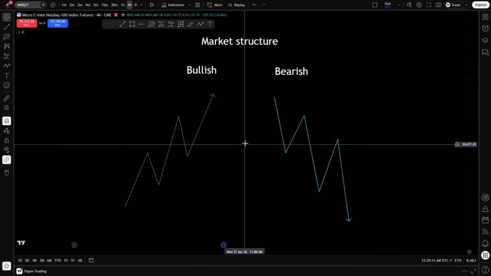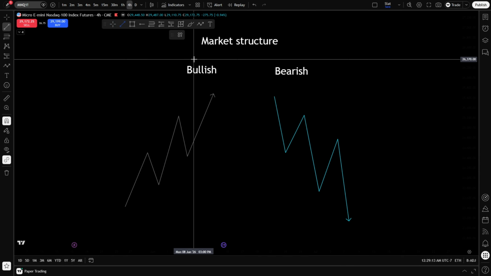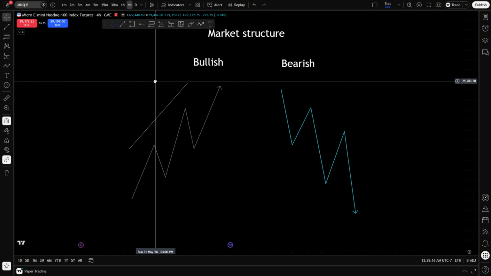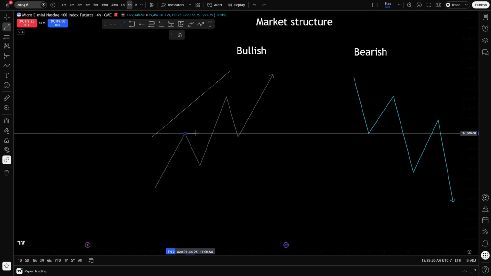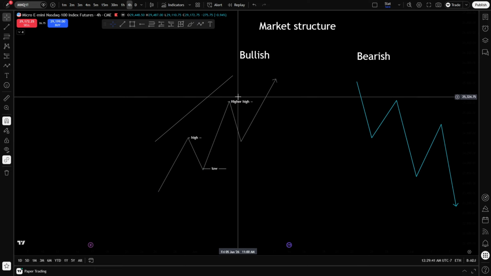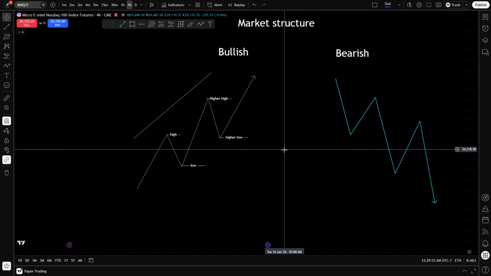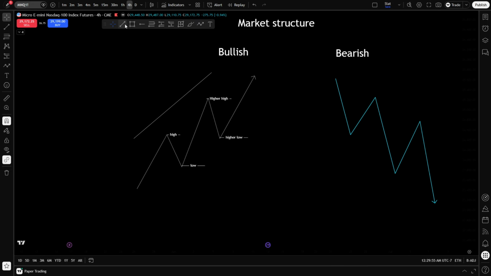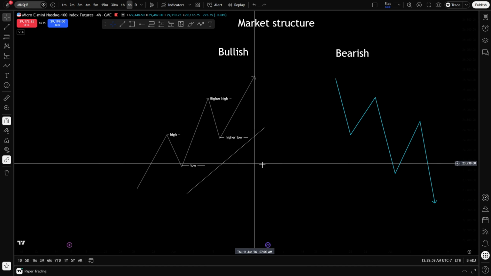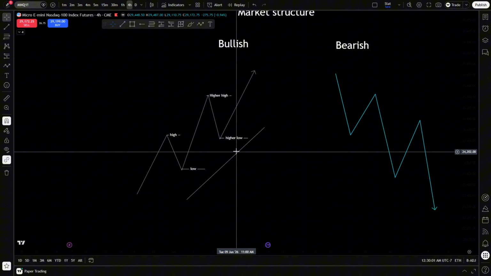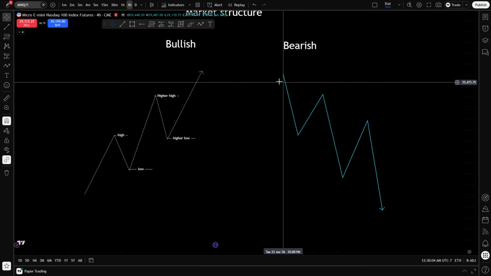Okay, so here you can see that we have bullish structure. Market is moving in an uptrend. And how do we tell that? Because price creates a high, a low, a higher high, a higher low, and then a higher high, and that continues on in a bullish market. That's bullish market structure. And the opposite is for bearish.